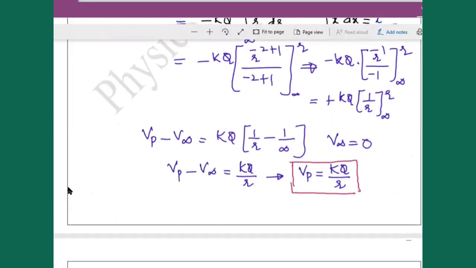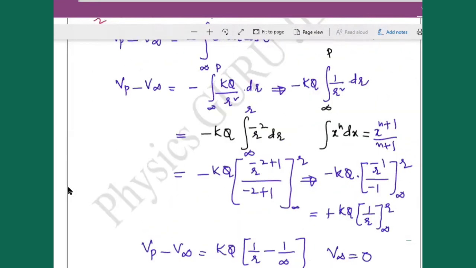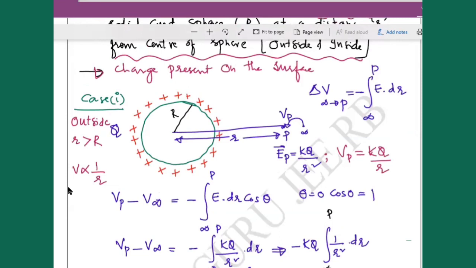Next one is inside. If I take inside, same diagram I'm taking, there is nothing but inside. If I bring this point on the surface, small r will become equal to capital R. How to calculate inside?